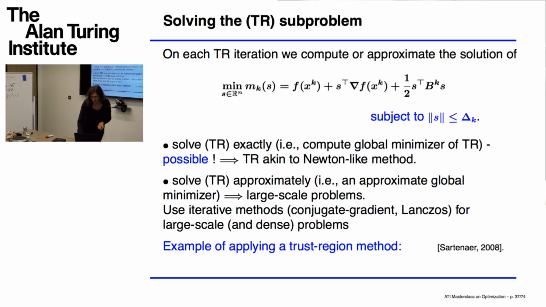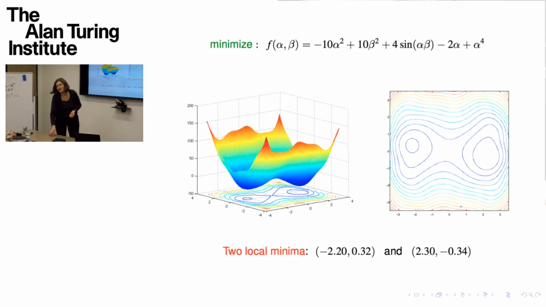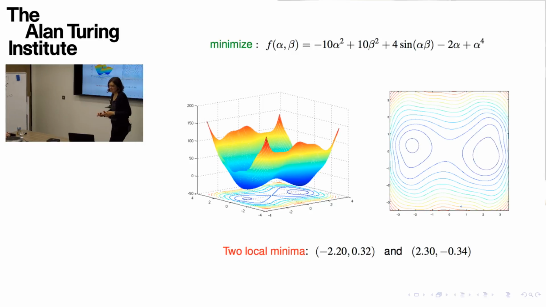Now I want to show you an illustration. Okay, so I'm going to illustrate how this method works. Right, I have a non-convex objective, and here are my contours of the objective. Okay, so I'm going to try to minimize this with trust region.